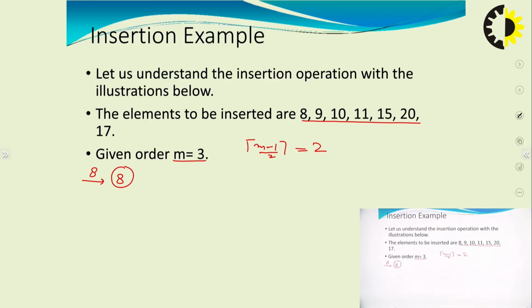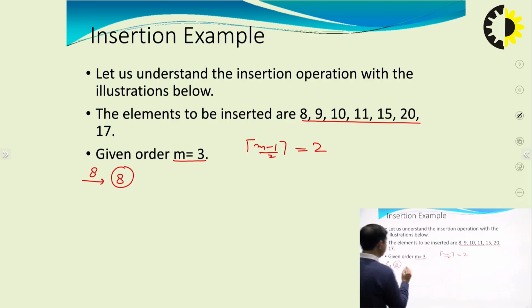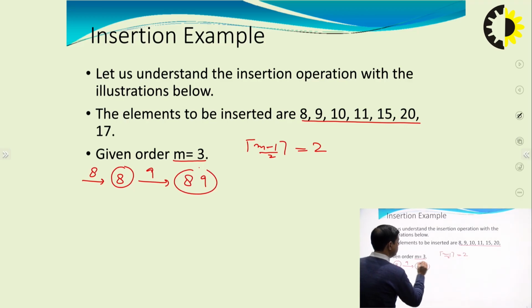Then we have to insert 9. The maximum values that are allowed at a particular node are 2. That means if we are inserting another value, the node will have 8 and 9, because 2 values are allowed at a particular node. Then we have to insert 10.